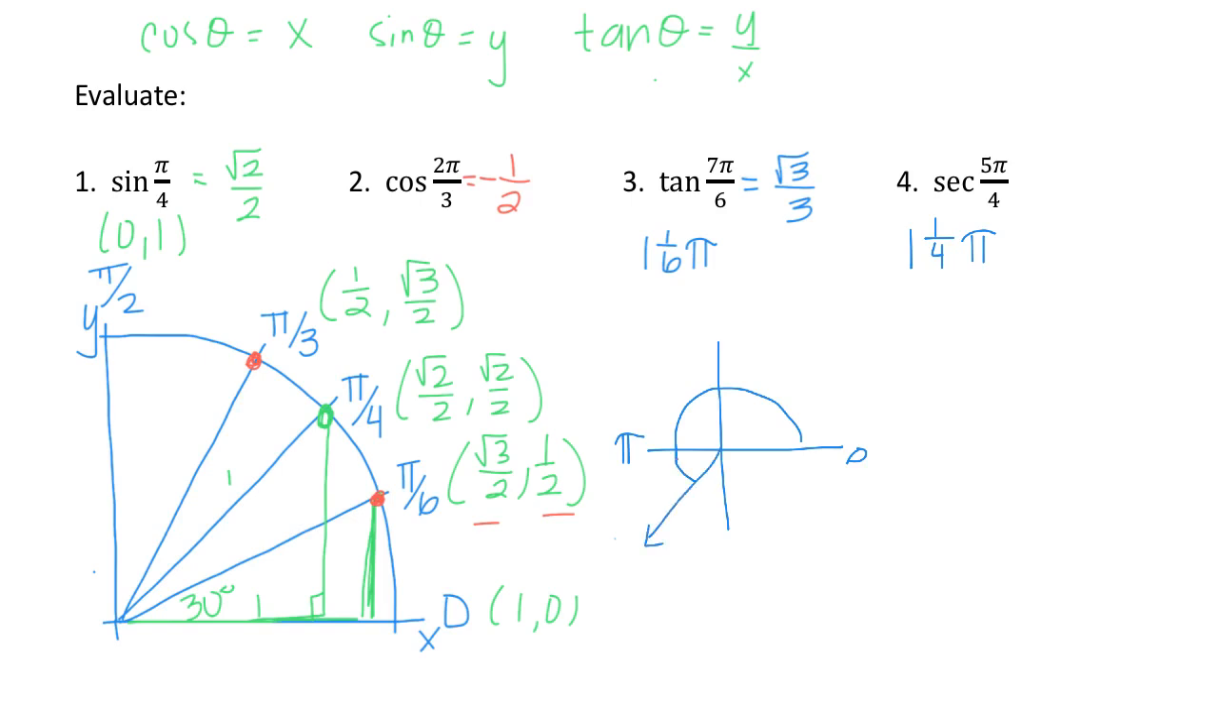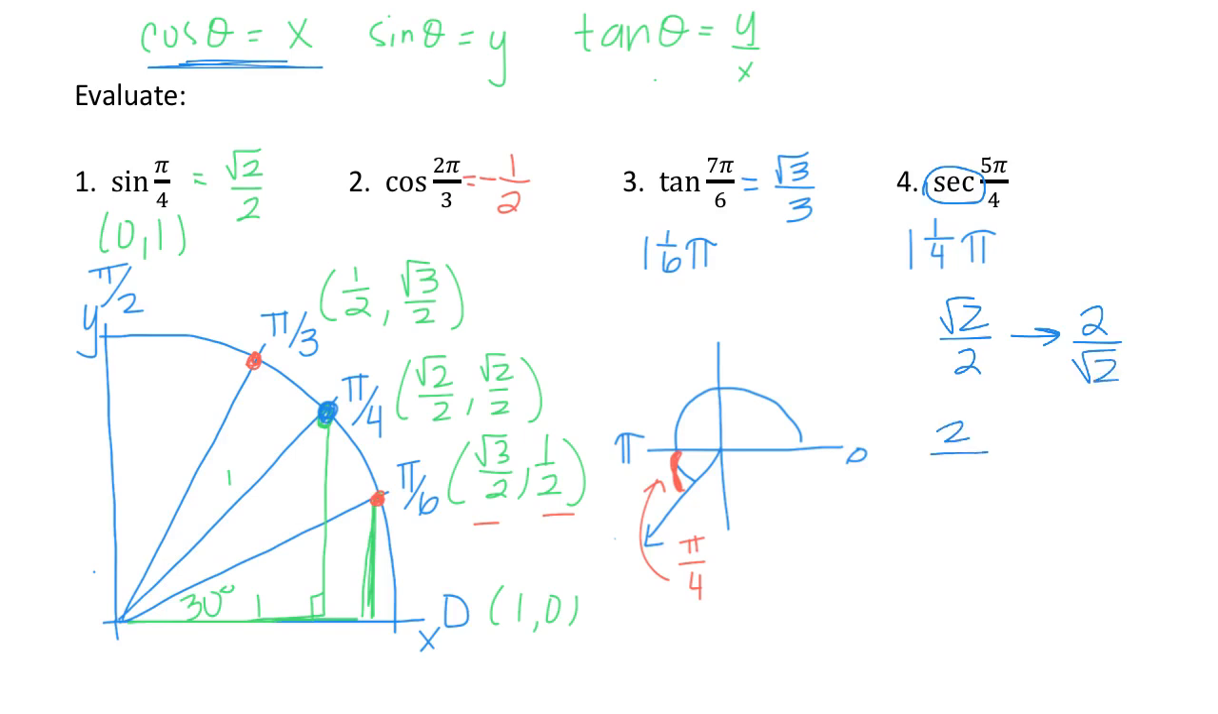I need to find my reference angle, which is pi over 4. So I'm going to go to the first quadrant, go to pi over 4. I'm going to figure out what cosine of pi over 4 is. So cosine, you look at the x value of the coordinate, is root 2 over 2. But since it's actually secant, which is the reciprocal of cosine, I'm going to flip that over and make it 2 over root 2. So again, I can't have a square root in the denominator.